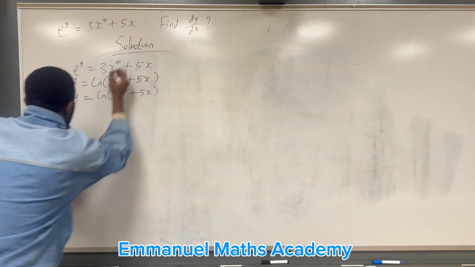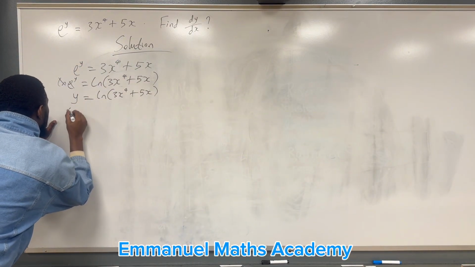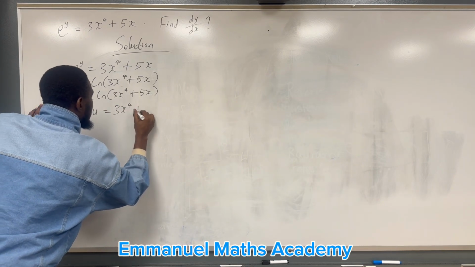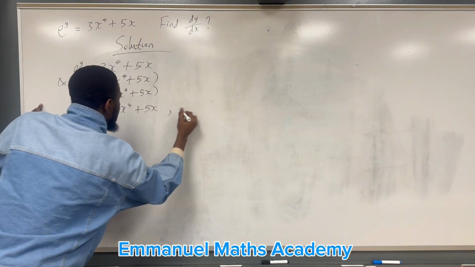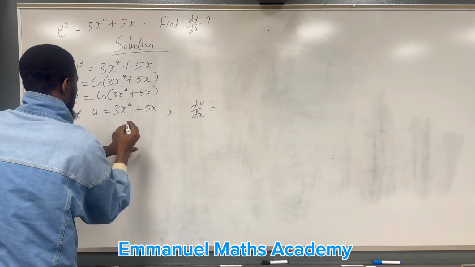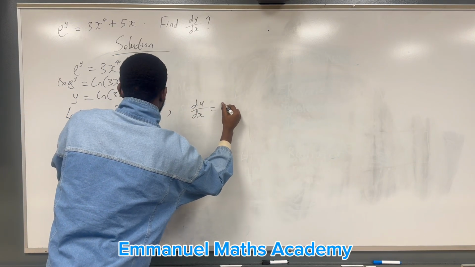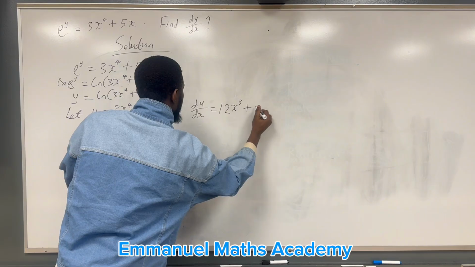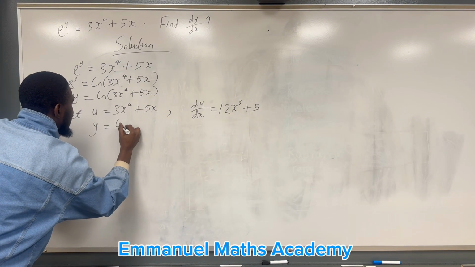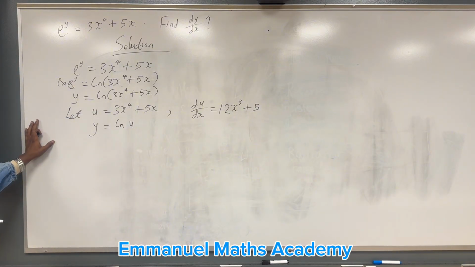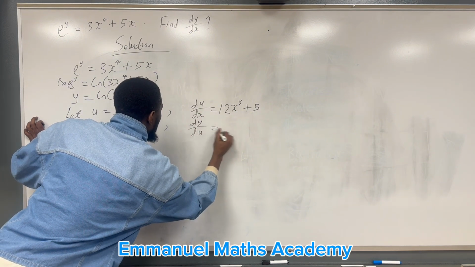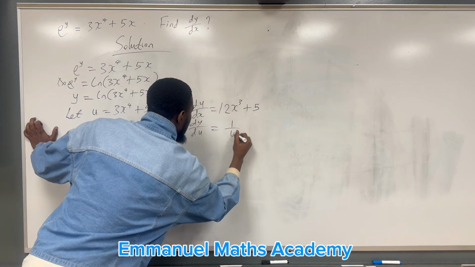Now watch. From this you have that let u equal to the whole thing here, which is 3x⁴ plus 5x. Hence, differentiating this u with respect to x is equal to 12x³ plus 5, right? Then y is equal to ln u, right? Ln u. Now, if you differentiate y with respect to u, we have what? 1 over u. 1 over u.